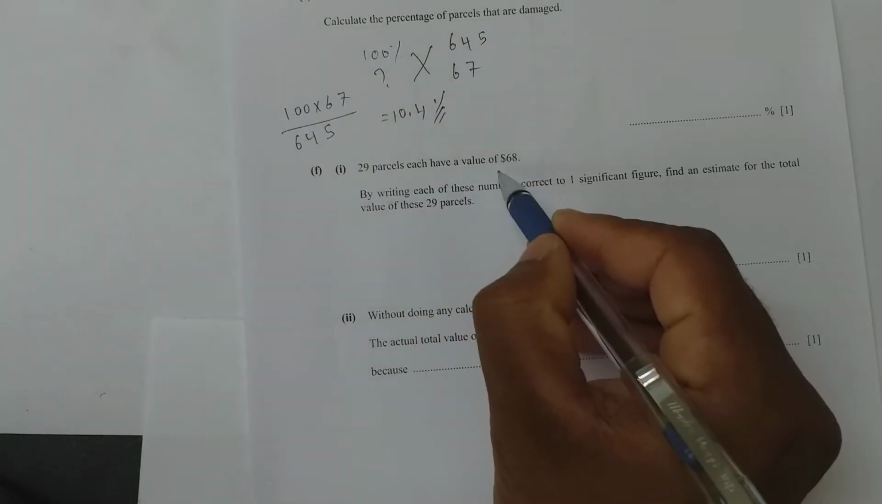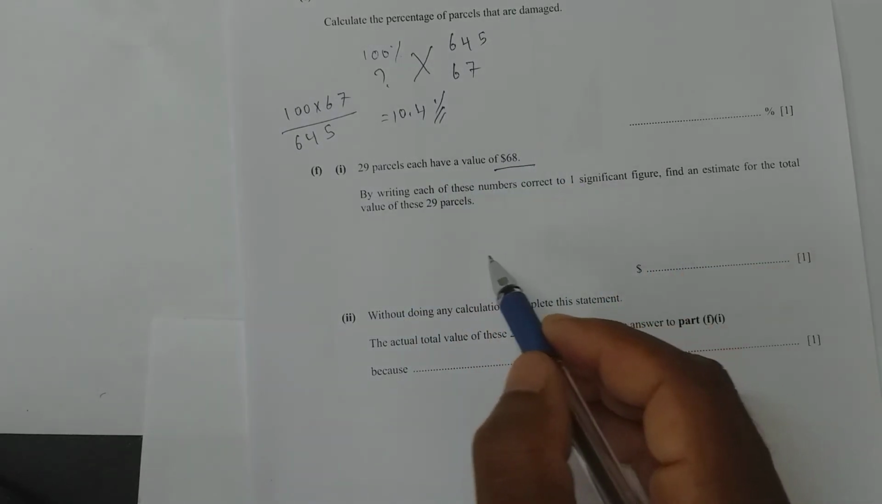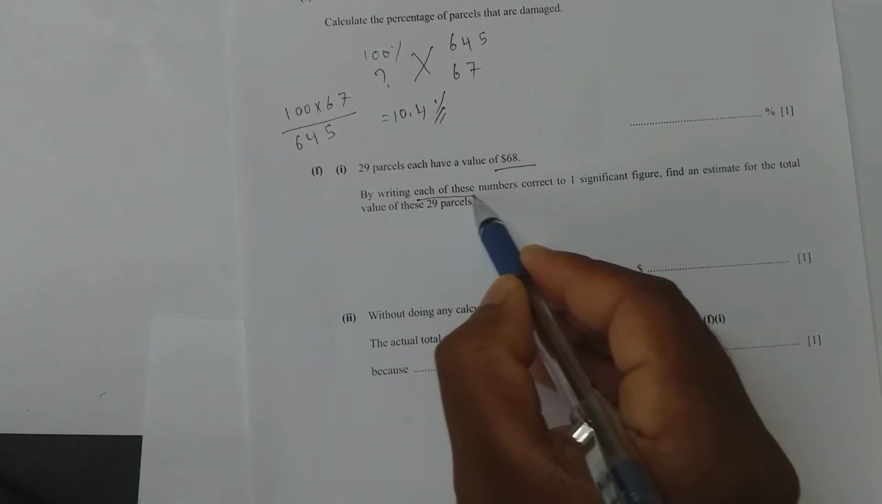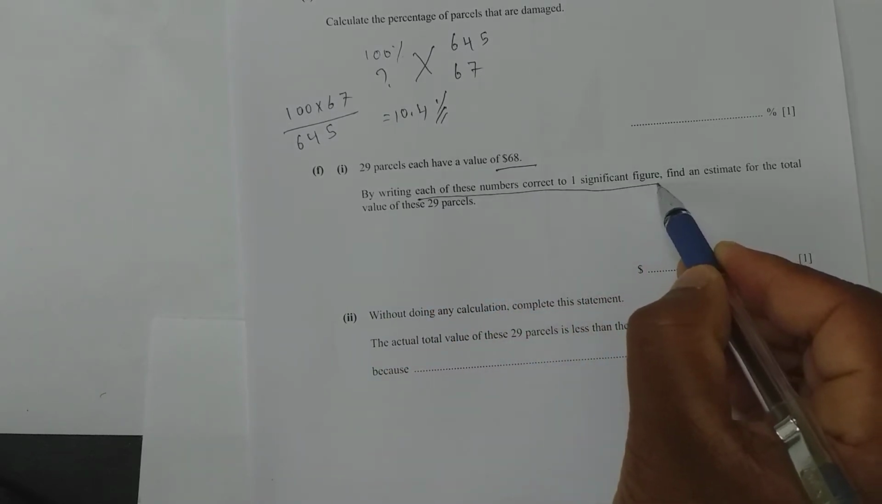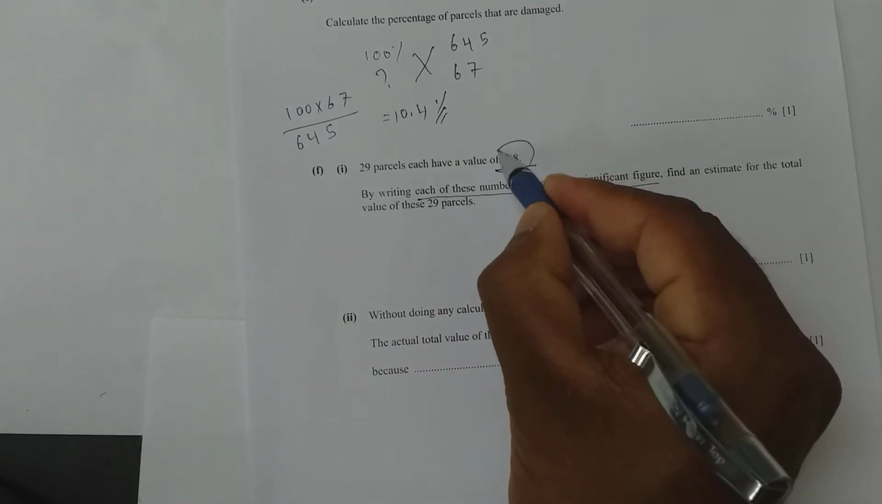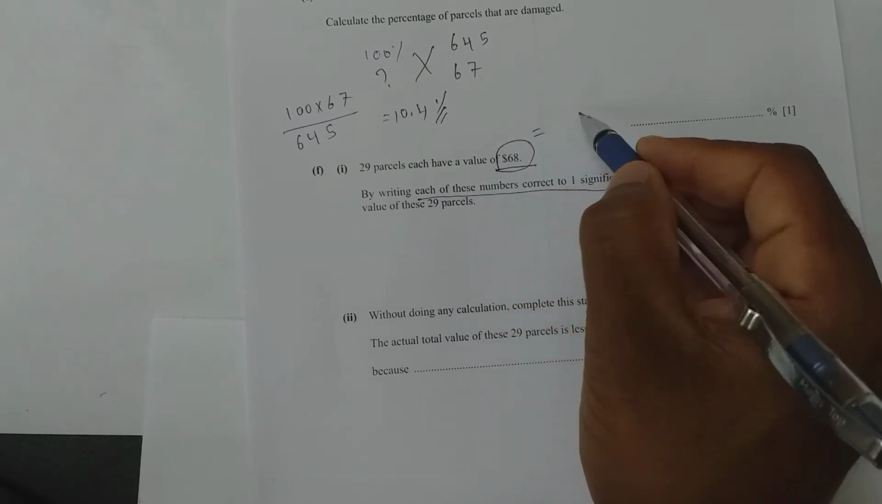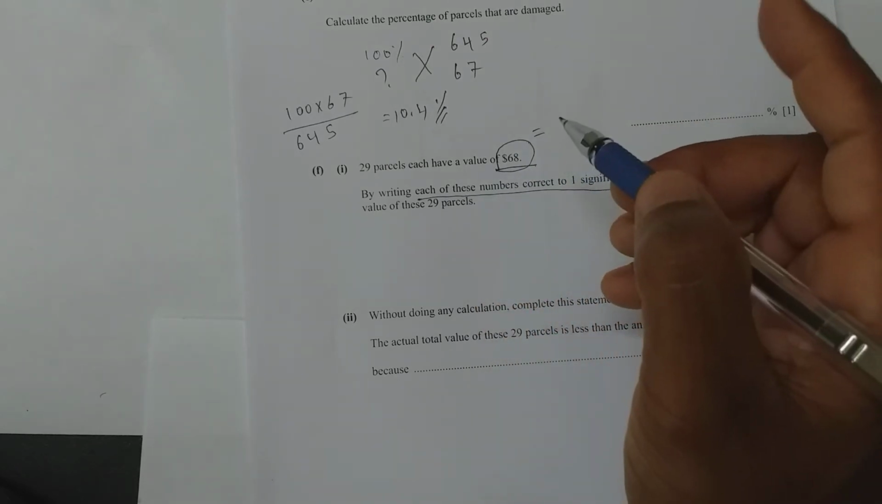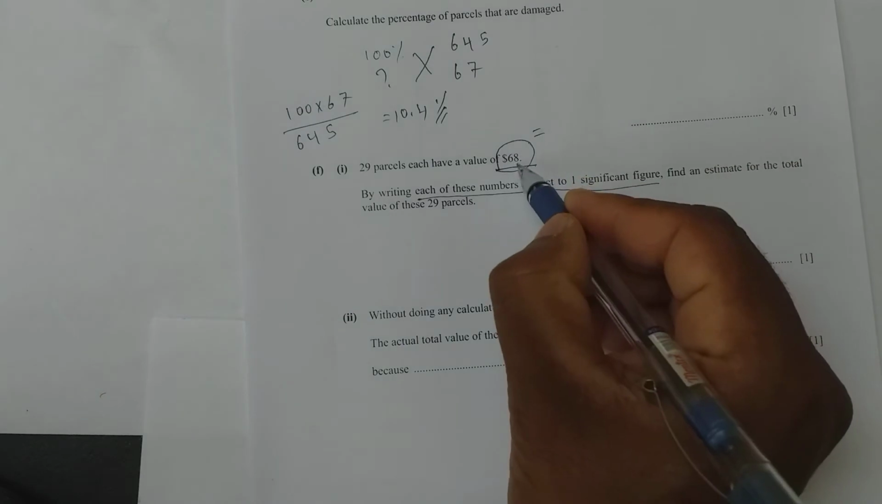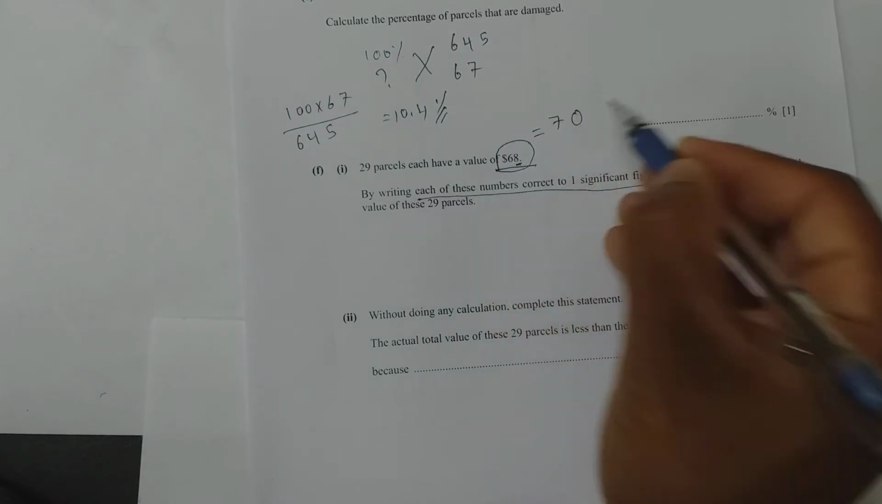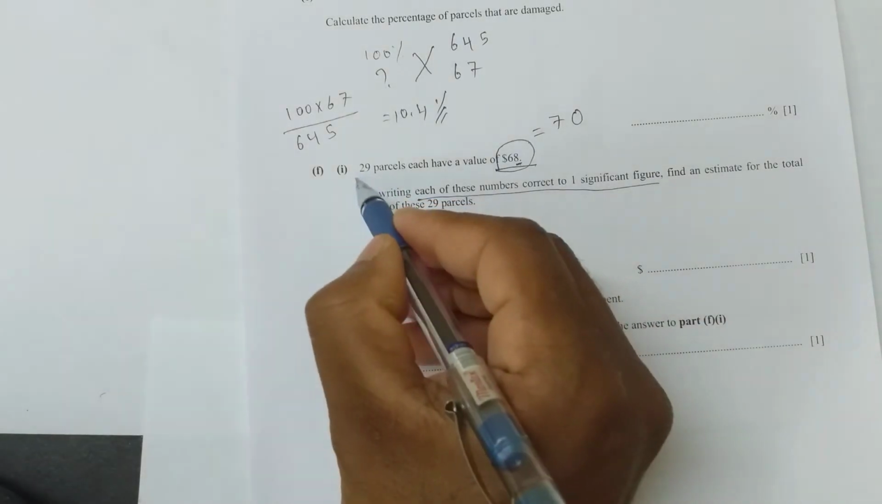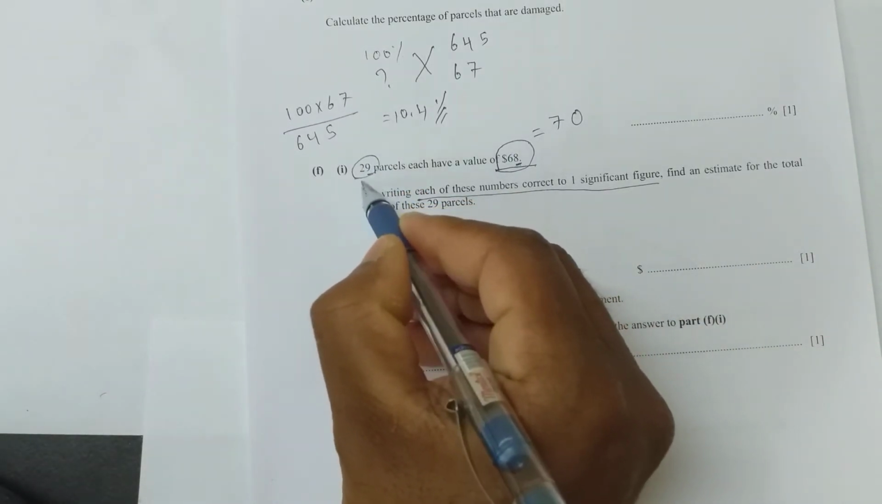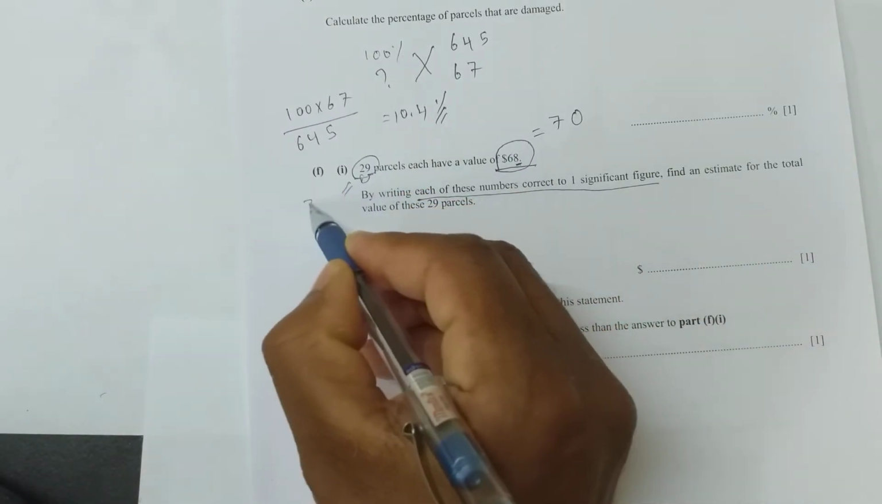29 parcels each have a value of $68. By writing each of these numbers correct to one significant figure. So $68 converted to one significant figure, how much do you get? One significant figure, so you look at the second number. 8 is greater than 5, so add 1 to it. So it becomes 70. Same here, greater than 5, add 1 to this. So it becomes 30 now.